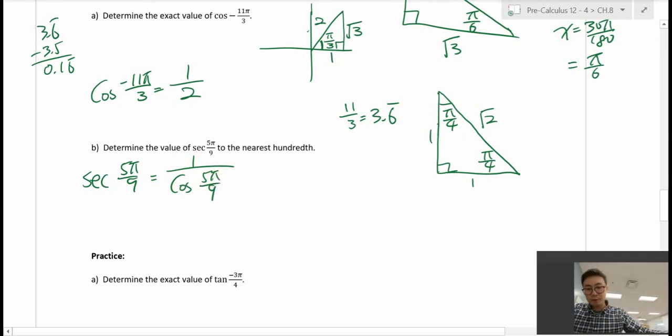Okay, so be careful. Now, this time it says we want to determine this to the nearest hundredth, which means this is not a special triangle, so really all you can do is put this into the calculator. So that's what you need to do. 1 divided by cosine of 5 pi over 9. Be careful, you should be in radian mode. Make sure you're in the right mode, because I am not in the right mode right now. Let me change it to radian mode. Again, if you need help changing the modes, let me know. Divided by 9. This is going to be negative 5.76 to the nearest hundredth.